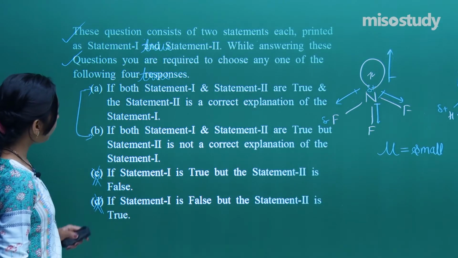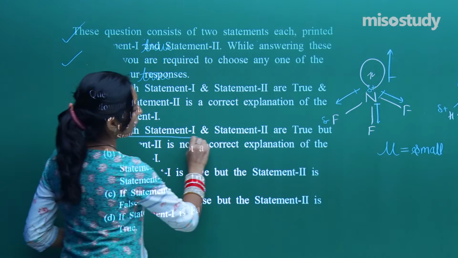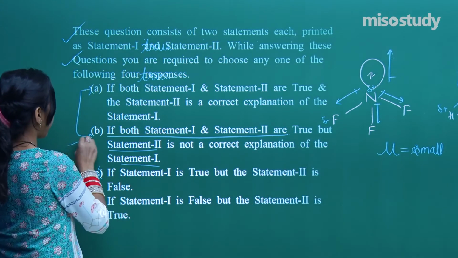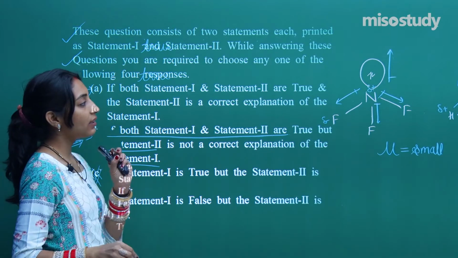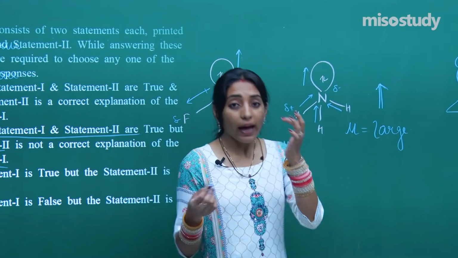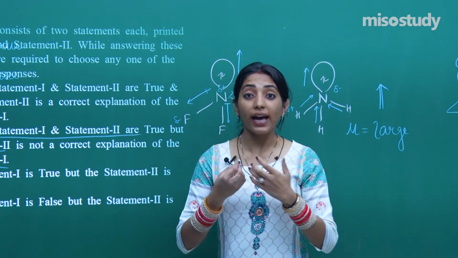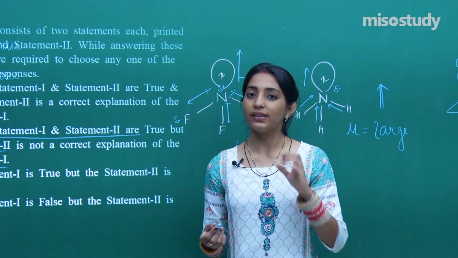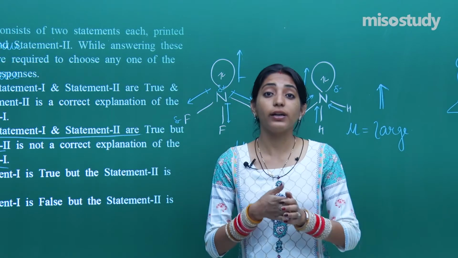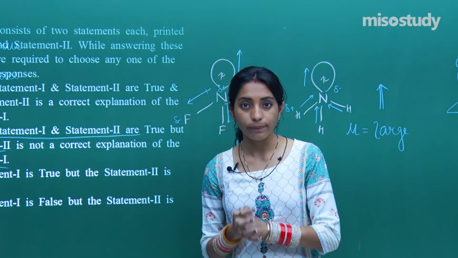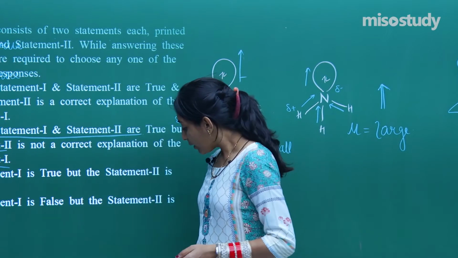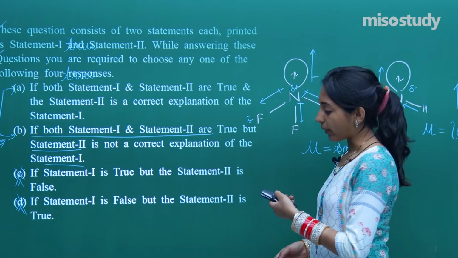Now what should I say? If both statement 1 and statement 2 are true but they are not the correct explanation, yes, that should be the correct option. This is because in this particular case the correct explanation was that the dipoles are actually getting cancelled because they are in the opposite direction. So that is the reason why the first compound is more polar compared to the second compound, okay. So guys, this was our answer to this question. Now we need to move on to the next question.